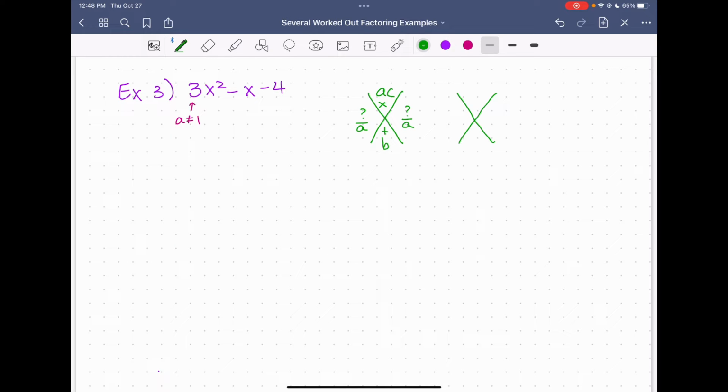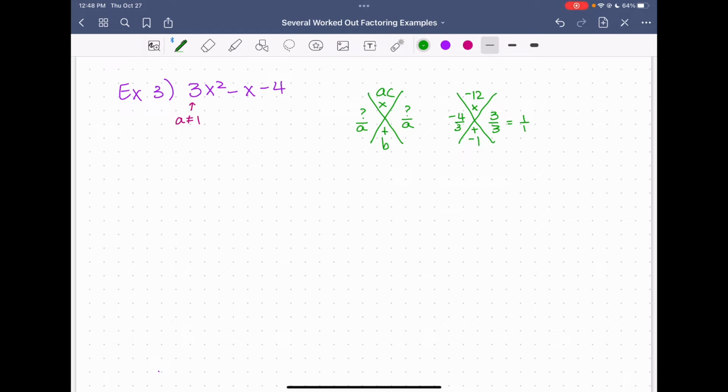So for our problem, a times c is 3 times negative 4. B is negative 1. What's going to multiply to negative 12 but add up to negative 1? It's going to be negative 4 and 3. But we still have to divide it by a, which is 3. So divide by 3, divide by 3. And then simplify if you can. These do not simplify, but this fraction 3 over 3 does reduce to 1 over 1.